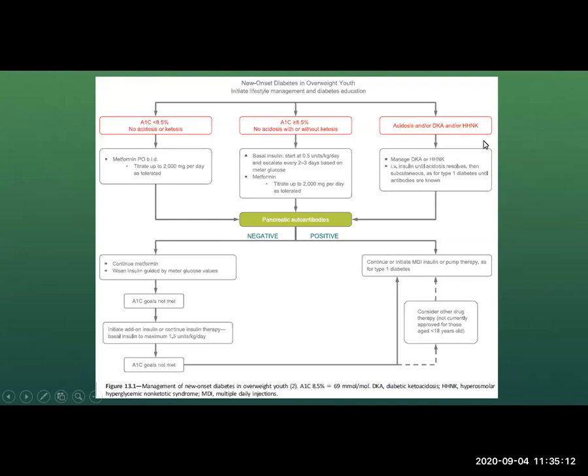Obviously, if they present with hyperglycemic hyperosmolar syndrome, you have to start insulin right away and manage that before you then get into the daily management of it. And then if you're on metformin but not meeting your A1C goals, even if you didn't start insulin to begin with, you may then need it if you're not maintaining your blood sugars properly.